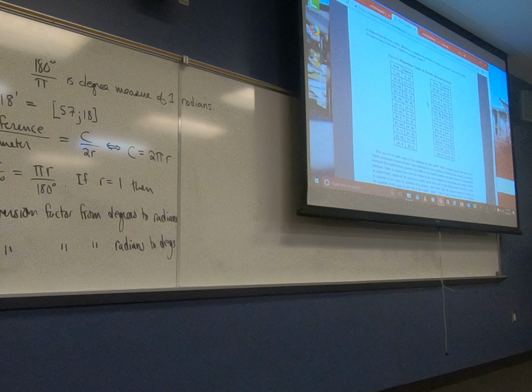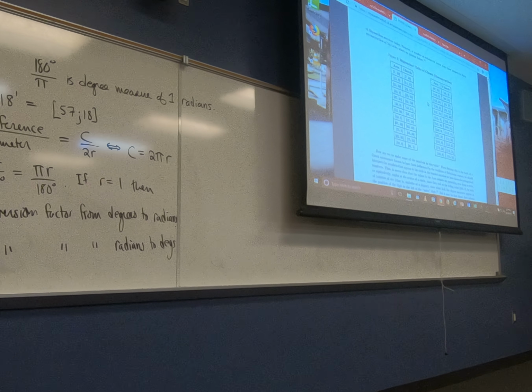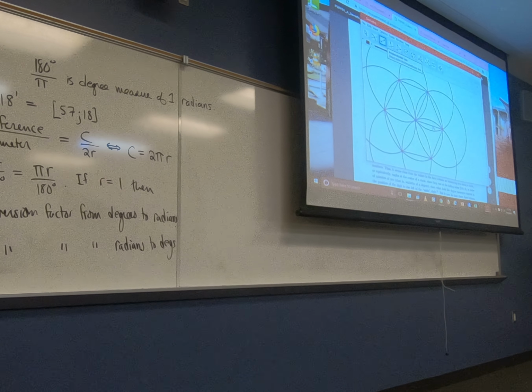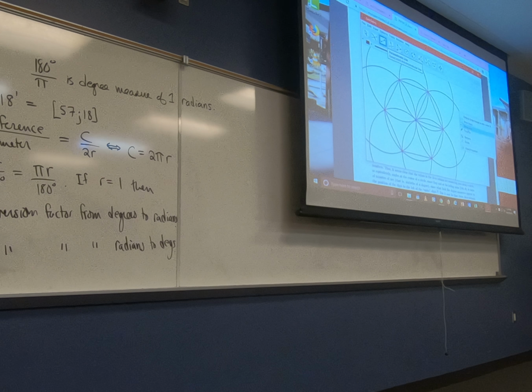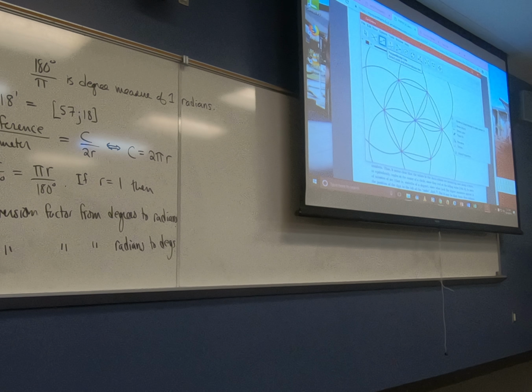If you take our diagram and bisect one of these angles, so can I do that? Can I hide these things? So I'm just going to say, don't show me that. Just don't show me the circle.